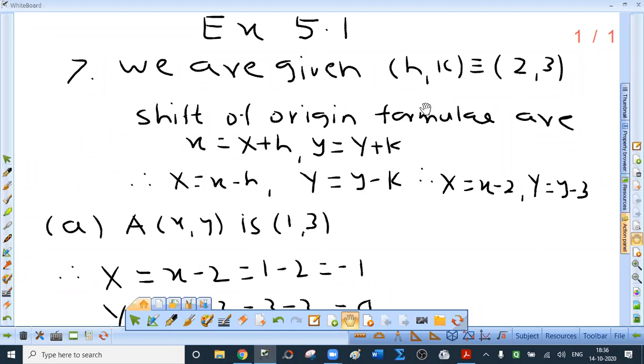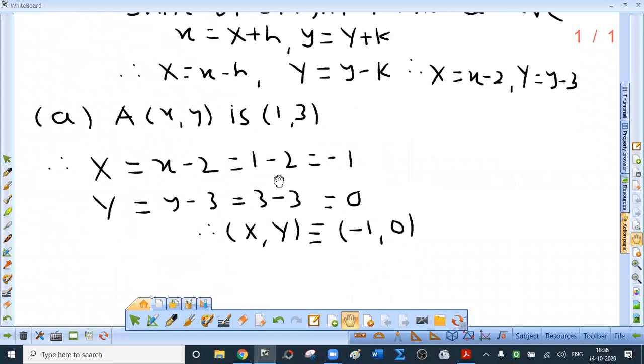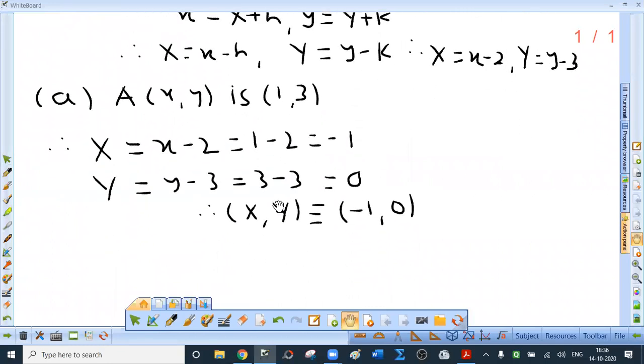Shift of origin formulae are small x equal to capital X plus H, small y equal to capital Y plus K. Every time you have to write this, but we are interested in new coordinates. So capital X is x minus H, that is x minus 2. Capital Y is y minus K, that is y minus 3. So A part, old coordinates x, y are 1, 3. Substitute the values. So what are the new coordinates? Minus 1, 0.